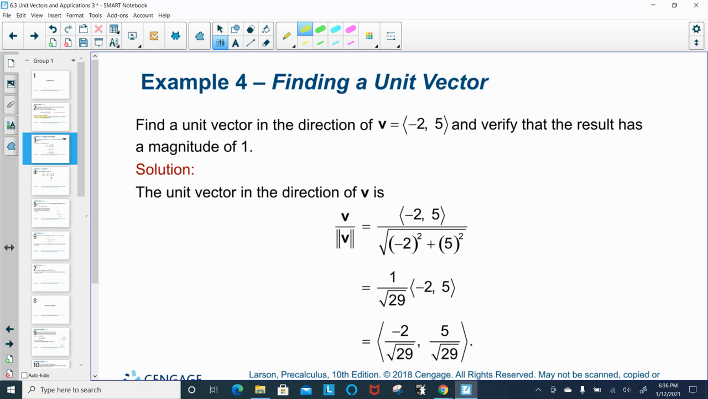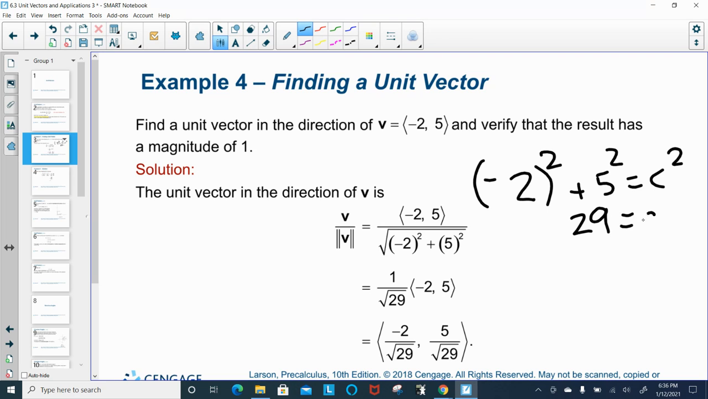So here we have an example. We have vector v with component form -2, 5, and they want a unit vector in the direction of v. So the first thing they're going to do is use the Pythagorean theorem to get the magnitude. They're going to divide that vector, the -2, 5, each component by that magnitude, and that is your unit vector.